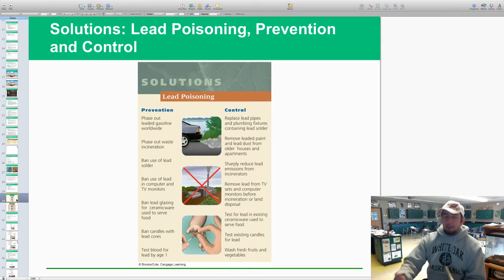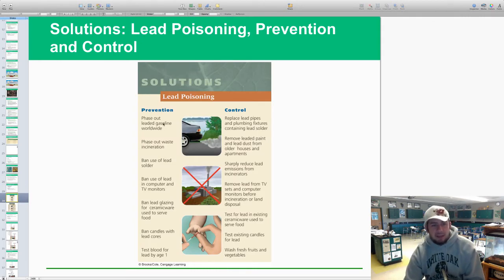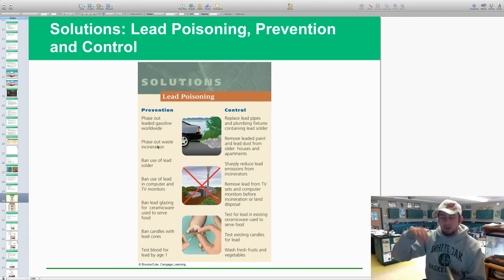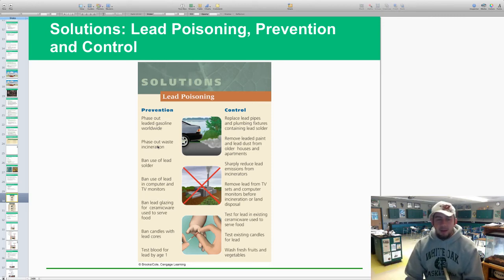Again, it's still happening in the environment. So for lead poisoning and prevention, we obviously phased out leaded gasoline worldwide, and phased out waste incineration, which is still a problem as it gets lead in the atmosphere. If you burn old toys or you burn old things that have lead in them, then you're putting that lead in the atmosphere, which then brings us to why it's in this chapter. Ban the use of lead solder, which holds things together. Ban the use of lead in computers and TV monitors, which we have not done. Ban lead glazing for ceramic ware used to serve food, which could actually chip away and be ingested over time. Ban candles with lead cores, which I don't think we use too much anymore.